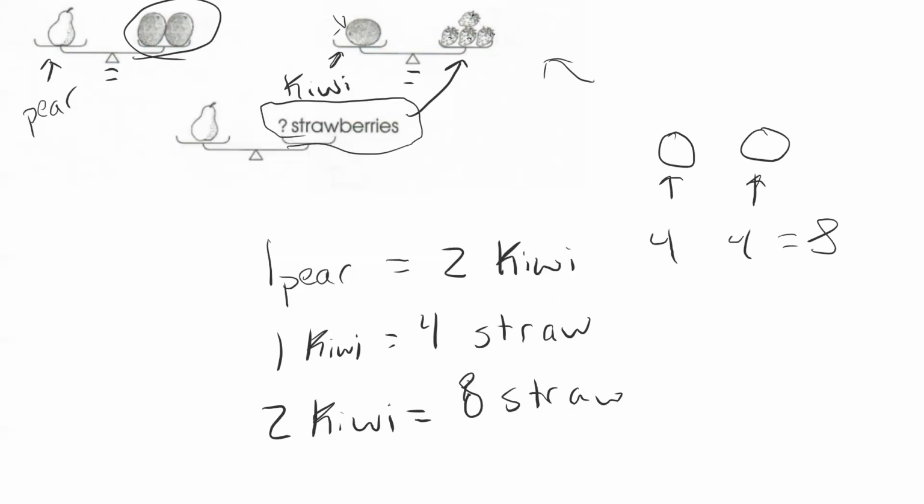Because we said one pear equals 2 kiwis, we can replace this with 2 kiwis. I'm going to label them K. This triangle means equal, and we just said it right here, that 2 kiwis equals 8 strawberries.